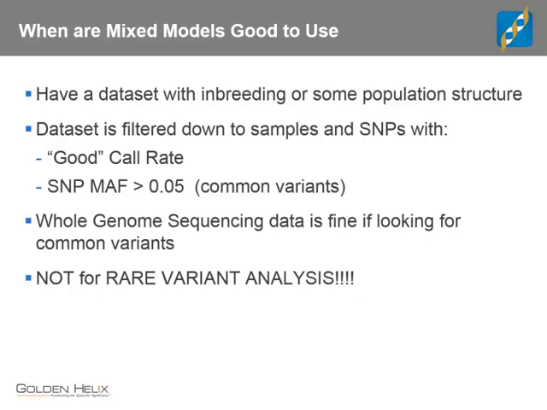Typically, whole genome sequencing data is meant for rare variant analysis, which violates the minor allele frequency requirement. This requirement exists to make sure that the linear regression models have enough data for a good fit. Otherwise, the results can be unpredictable.